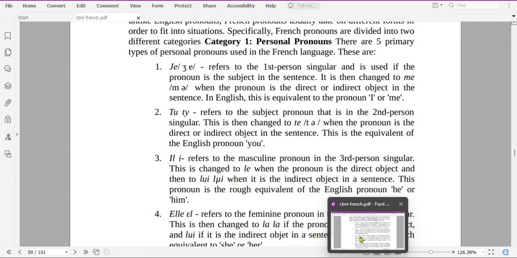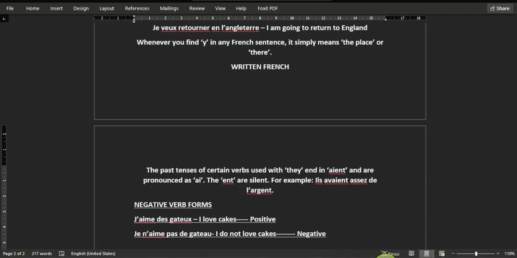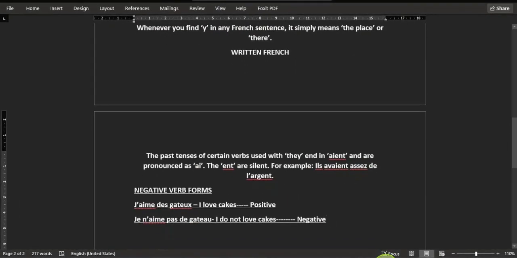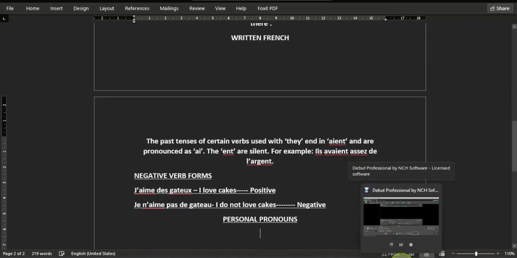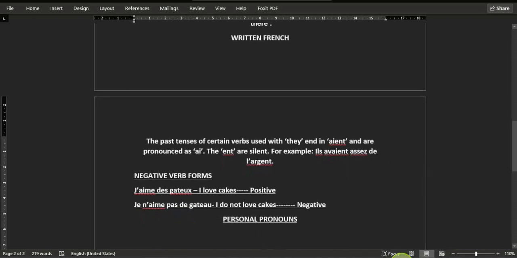Je te donne. Personal pronouns. Now, what I'm saying is that te is the objective case of tu, which both mean you, but the first one, tu, means you as a subject, while te is an object. So if you say je te donne, I give you.